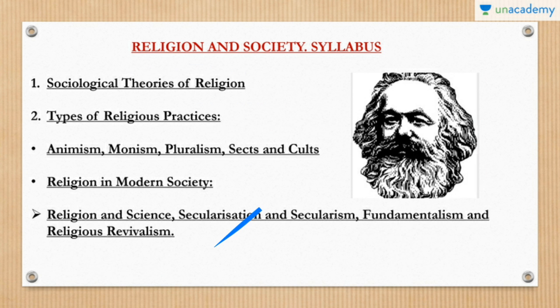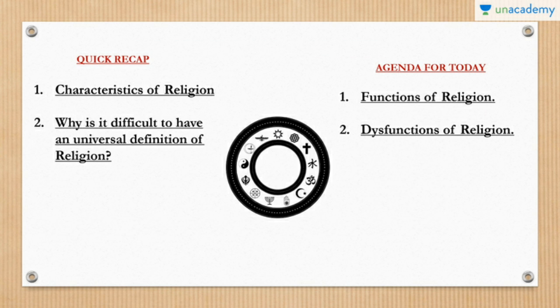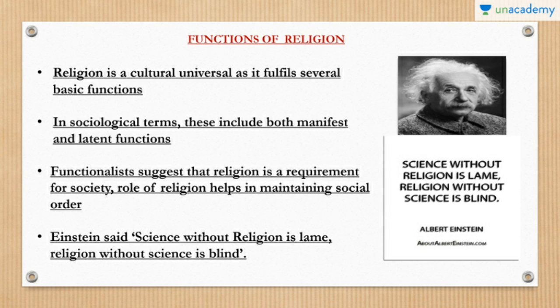Now, this is the syllabus of UPSC as prescribed by the UPSC, which I'm going to do everything step by step. So, just going in for a recap, in my previous lesson, I explained to you all about the characteristics of religion. Why is it difficult to have a universal definition of religion? In today's lesson, I'm going to explain the functions of religion. I was not planning to explain the dysfunctions, but I'm not sure whether I'll be able to complete in this lesson, so I'll carry over to the next lesson.